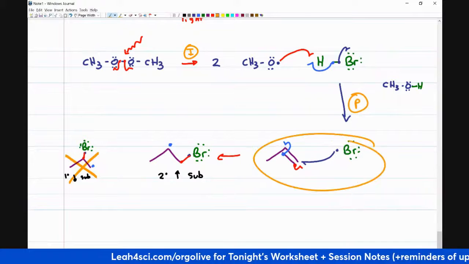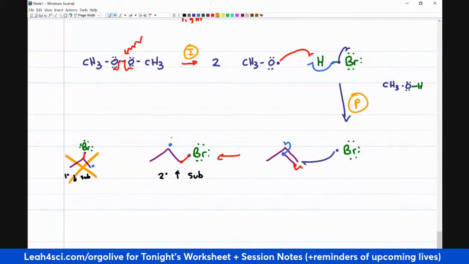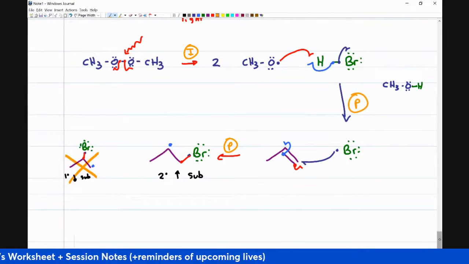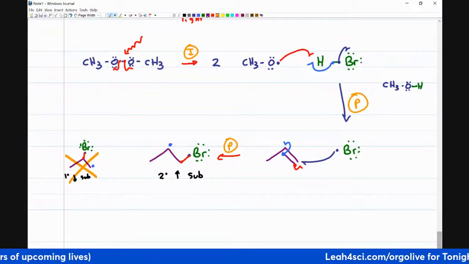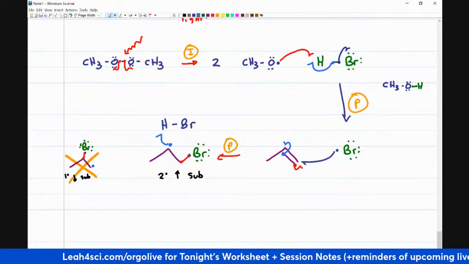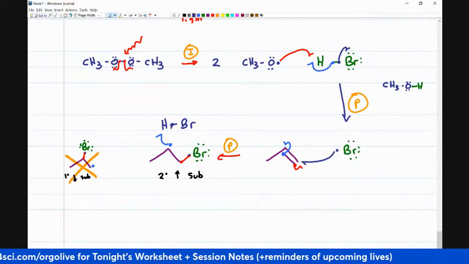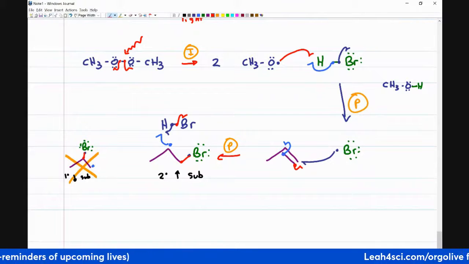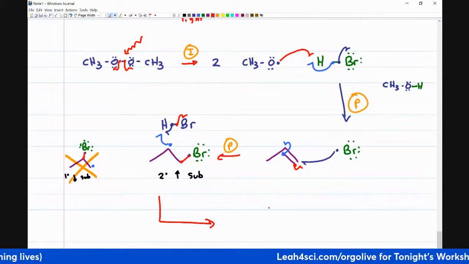And when this attacked, it gave me another radical. That means this was also a propagation step, but we're not done because we have to get rid of that radical. Well, luckily, there's more HBr in solution. And so we'll show the radical reaching for hydrogen. This hydrogen giving an electron to come and meet it. And bromine is forced to take that lone electron off somewhere in solution. This gives me my final product as follows.